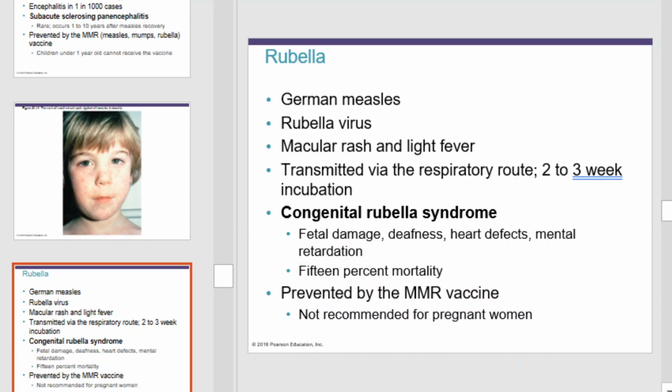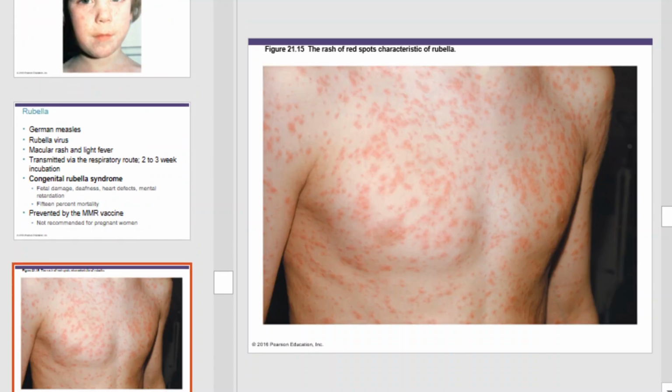15% mortality occurs from congenital rubella syndrome. This too can be prevented by the MMR vaccine. However, the MMR vaccine is not recommended for pregnant women. This is what a patient might look like as they demonstrate the red spots characterized with rubella.